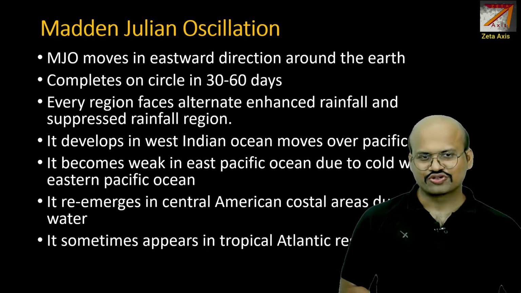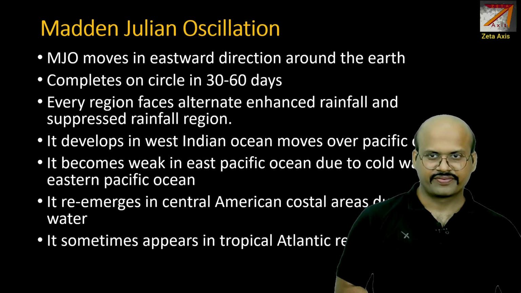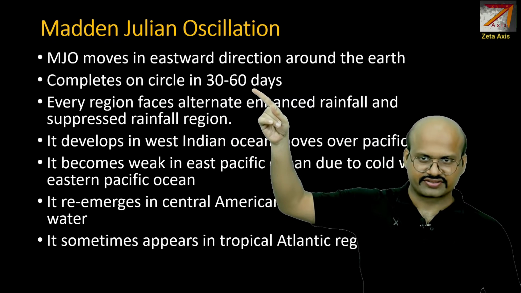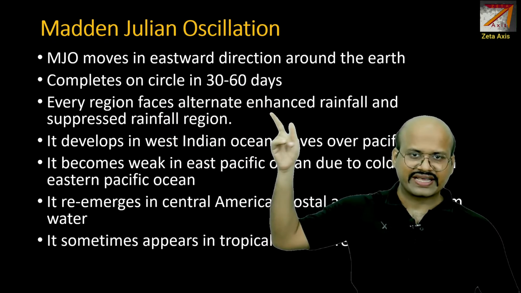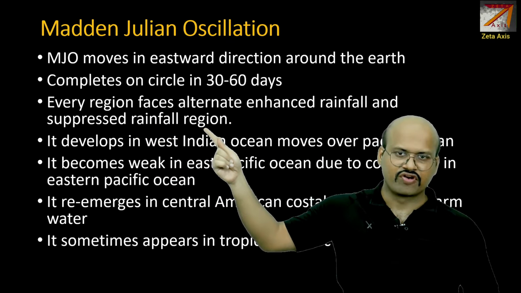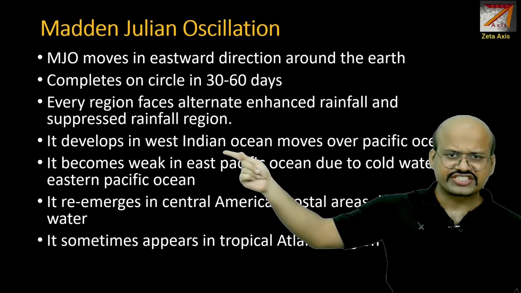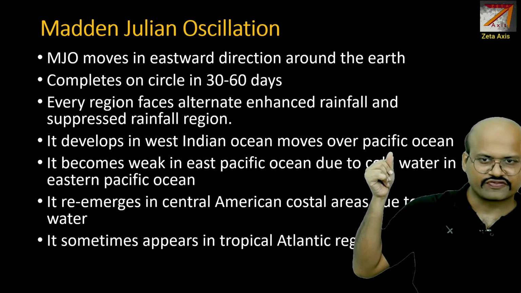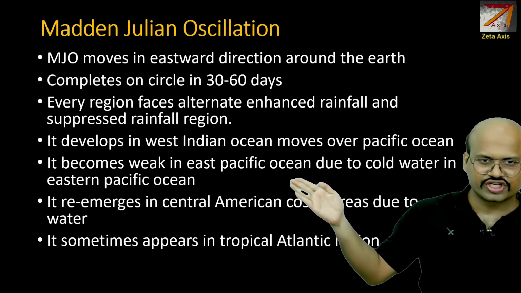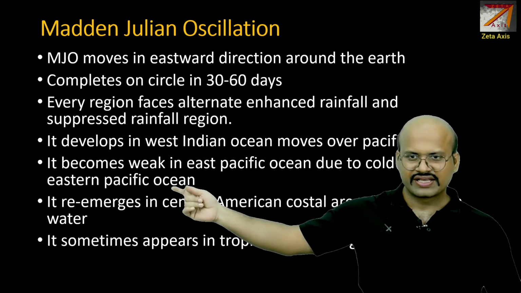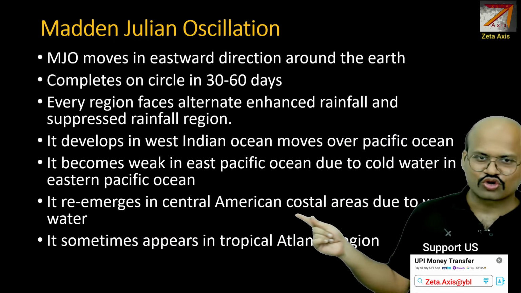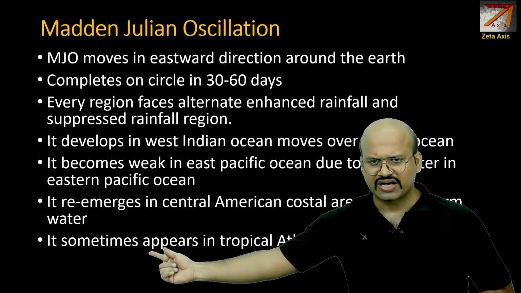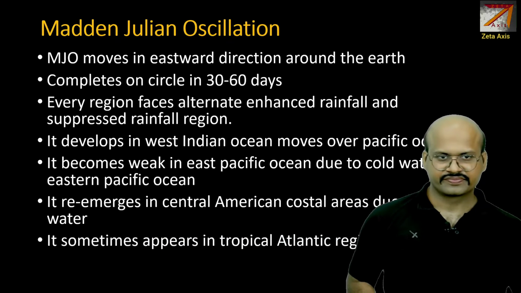Here is a summary of the Madden-Julian oscillation that we have discussed so far. It moves in the eastward direction around the Earth. It completes one circle in 30 to 60 days. Every region faces alternate enhanced rainfall and suppressed rainfall regions. And it develops in the West Indian Ocean. So basically the MJO starts from the West Indian Ocean and moves over the Pacific Ocean. It becomes weak in the Pacific Ocean due to cold water in the Eastern Pacific Ocean. It can re-emerge in the Central American coastal areas due to warm waters over here in the Caribbean region. And it also sometimes appears in the tropical Atlantic region.